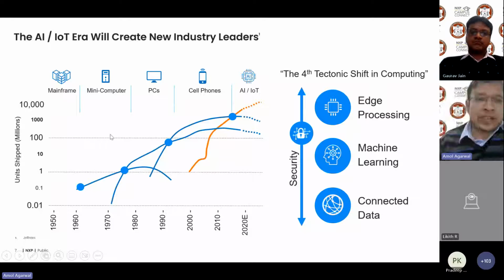In every decade there is an era. We started from mainframes to minicomputers, to PCs, to cell phones in the new millennium, and now we all know the buzzwords artificial intelligence and IoT. This is the era of artificial intelligence and IoT, and you can see the number of units getting shipped. For sure, the way the semiconductor industry is growing, there is a lot of growth and opportunity here to do innovation and generate cutting edge products.